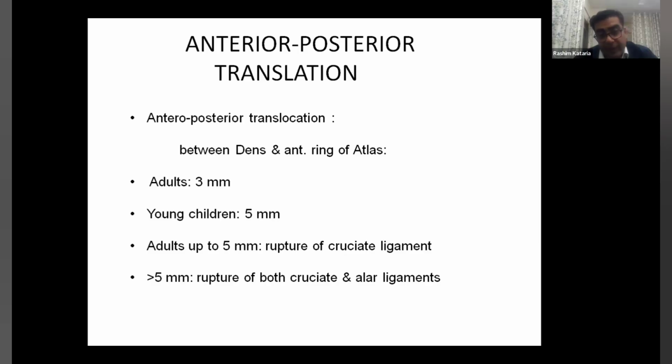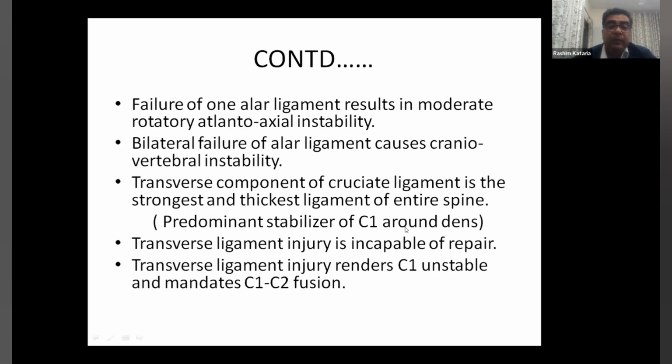So if the ADI is up to 5, rupture of the cruciate or transverse ligament is suspected. And if it is more than 5, rupture of both the transverse ligament as well as the LR ligament should be suspected. So failure of one LR ligament results in moderate rotatory atlantoaxial instability. Bilateral failure of the LR ligament causes craniovertebral instability. So whenever we find the condylar fractures are bilateral, it is almost certain that this patient has a CVJ instability.